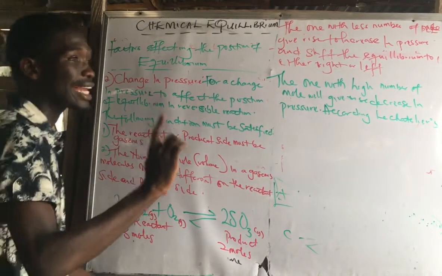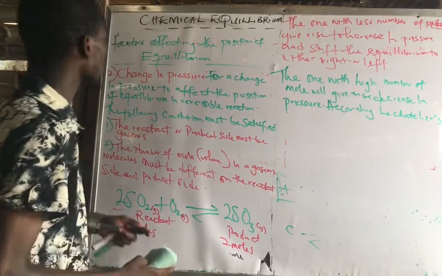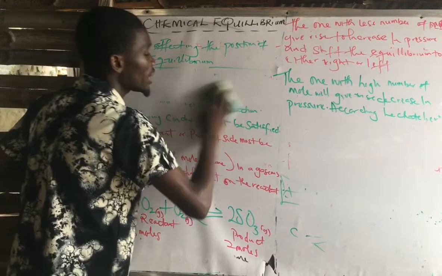while the one with high number of moles will give rise to decrease in pressure. So now let's take the last one, then we'll move to the equilibrium constant. So the last one is concentration.